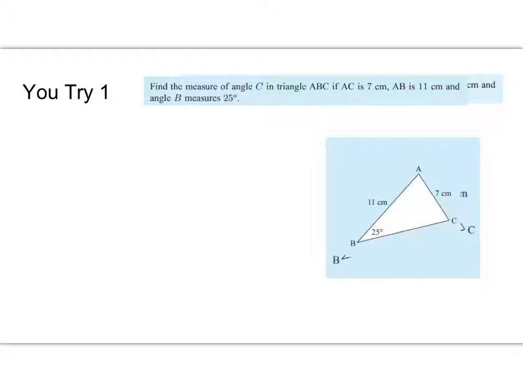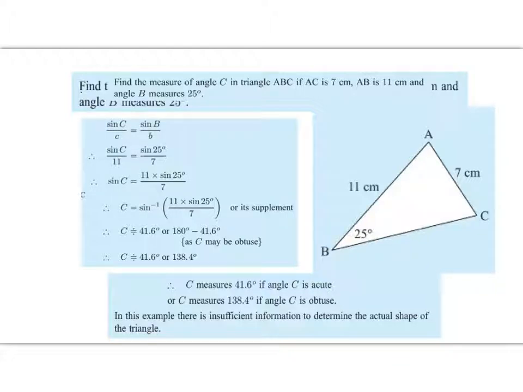Here's one for you to try. Pause the video and work this out. See how many triangles you can find, and when you're ready, restart the video. All right, here you should have gotten two possible triangles. Angle C is either 41.6 degrees or 138.4 degrees. Neither one of those values violates the laws of triangles.